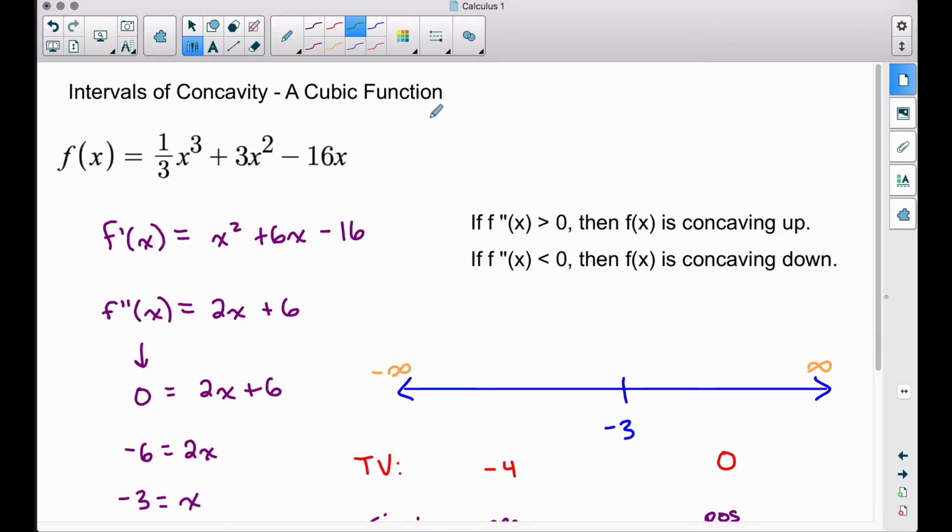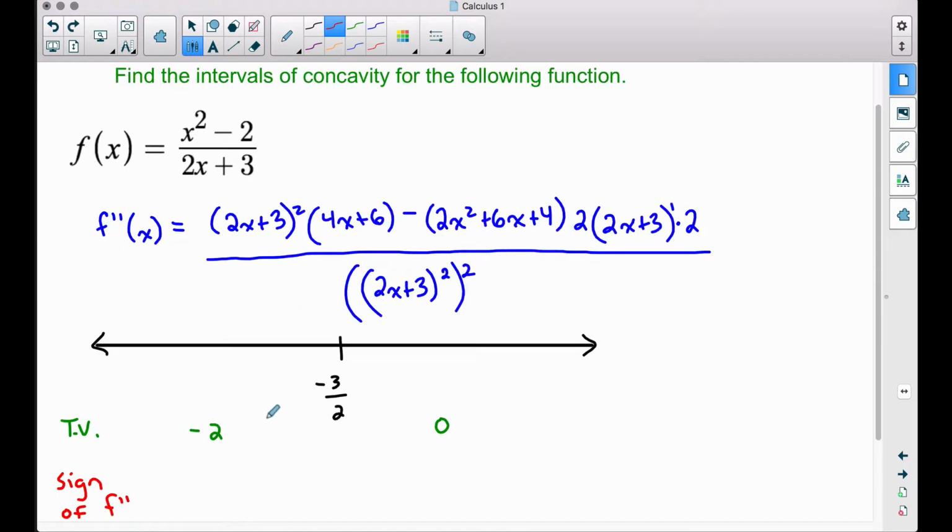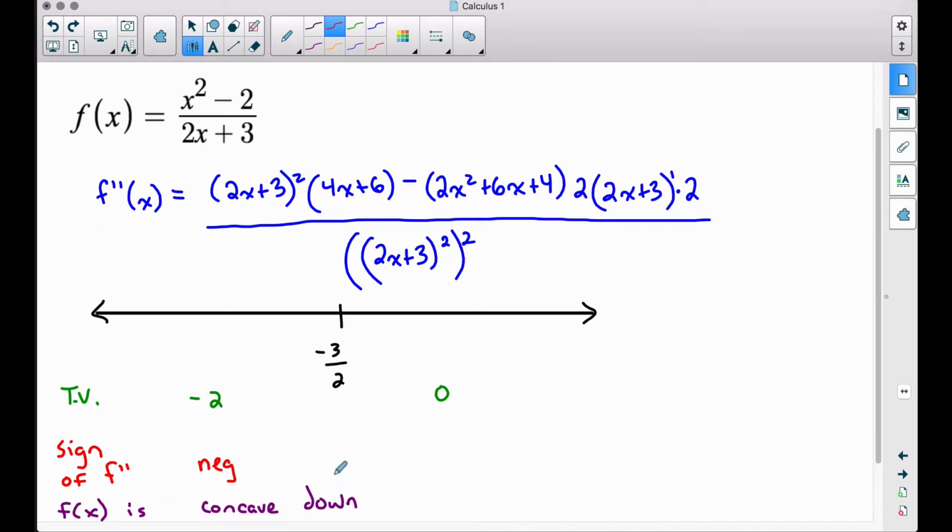And this is no different than what we've done a while back with intervals of concavity for a cubic function. That's the statement here that I just said. If the second derivative is positive, then the function is concaving up. If the second derivative is negative, then the function is concaving down. So if you were to take -2 and plug it into this crazy function that we have here, the sign of f double prime would end up being a negative here. I'm just going to save ourselves a little bit of time, but all I would do here is take -2 and plug it into all of this stuff, but you would get a negative number. So that implies our function is concave down. And there you have it right there. f of x is concave down for values of x less than -3/2.